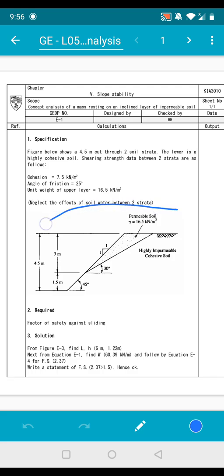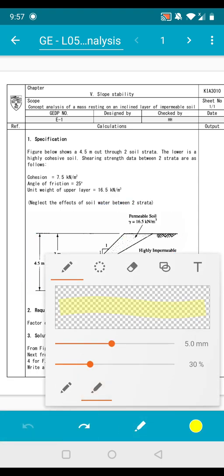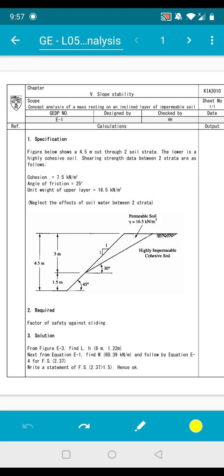Now this figure here shows a 4.5 meter cut through 2 soil strata. So from here you can see that there are 2 soil strata, one over here and one over here. The lower is a highly cohesive soil, which shouldn't be a problem here. Shearing strength data between the 2 strata are as follows.